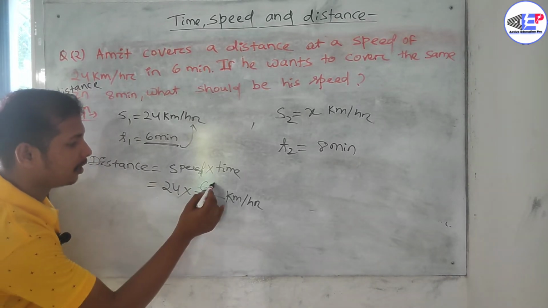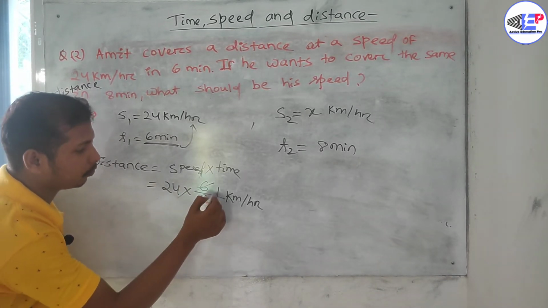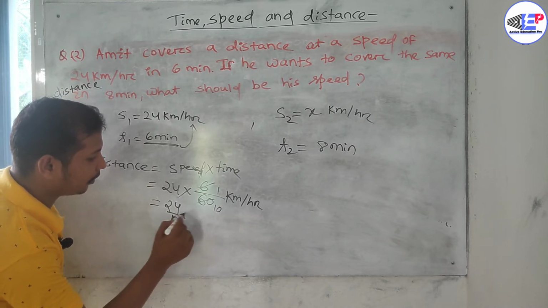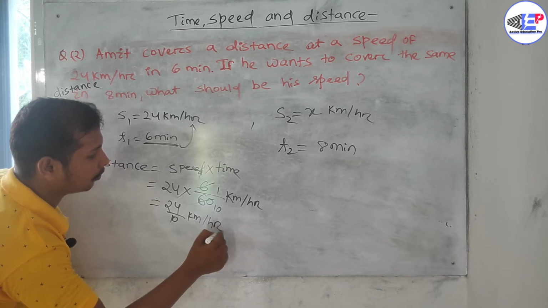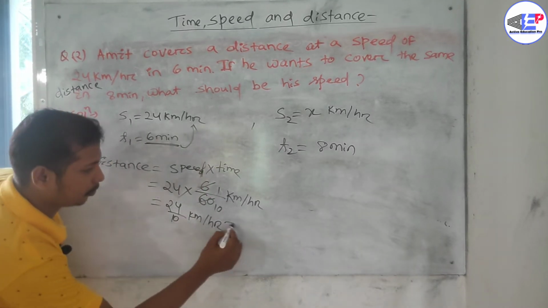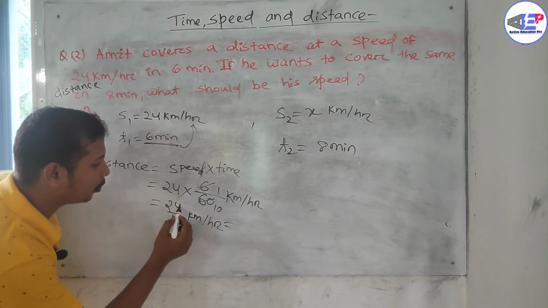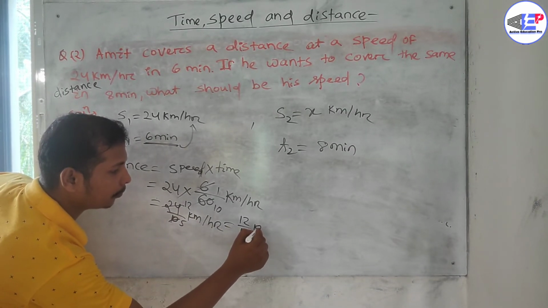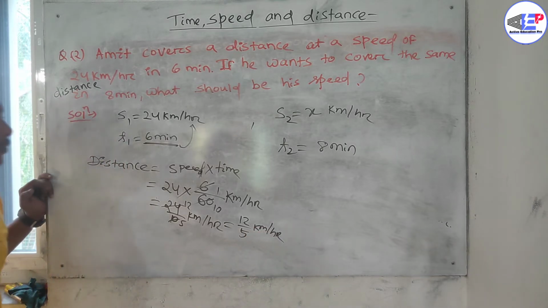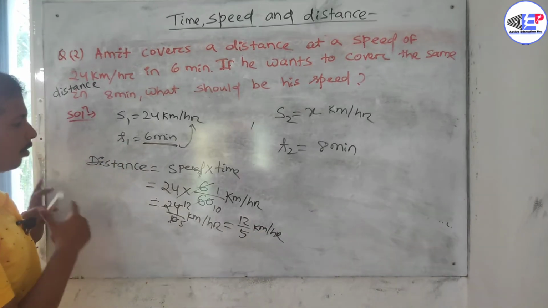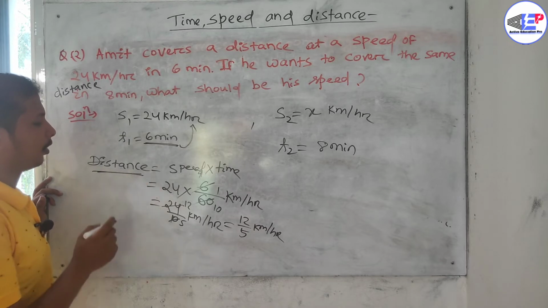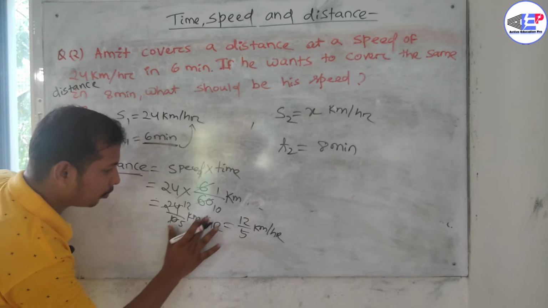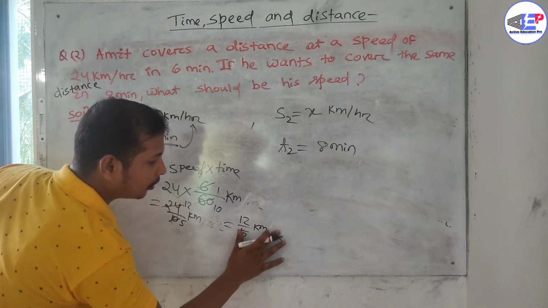Cancelling by dividing by 6, it will give 1 and 10 here. It will become 24 by 10. So by dividing by 2, it will give 12 and 5. So it will become 12 by 5. Sorry, here we are calculating the distance, so the unit will be kilometer. It will be 12 by 5 kilometer.